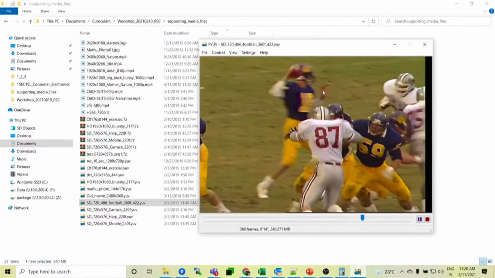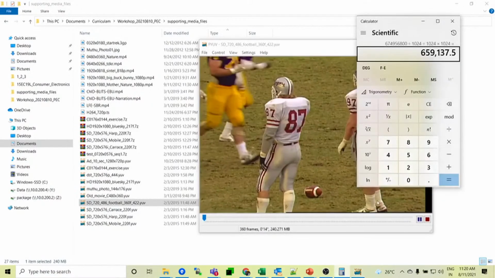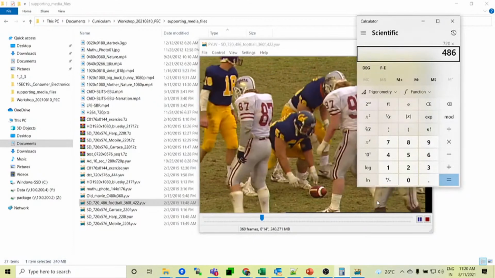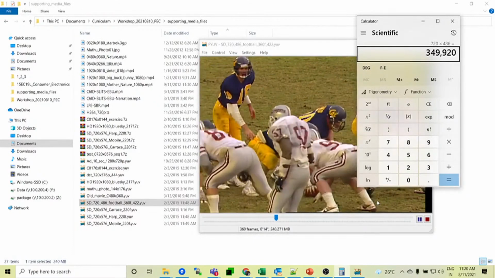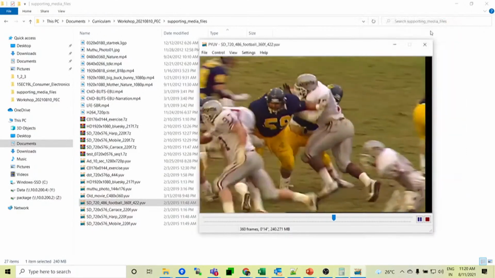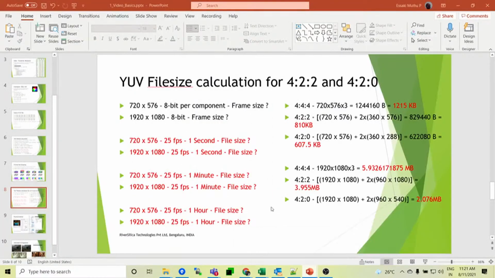Are you getting it? It's simple. So 720 into 486. Yes, sir, getting 240.2709. Very good, fantastic. Okay, let's jump into the next topic now. It's good, you are able to calculate.